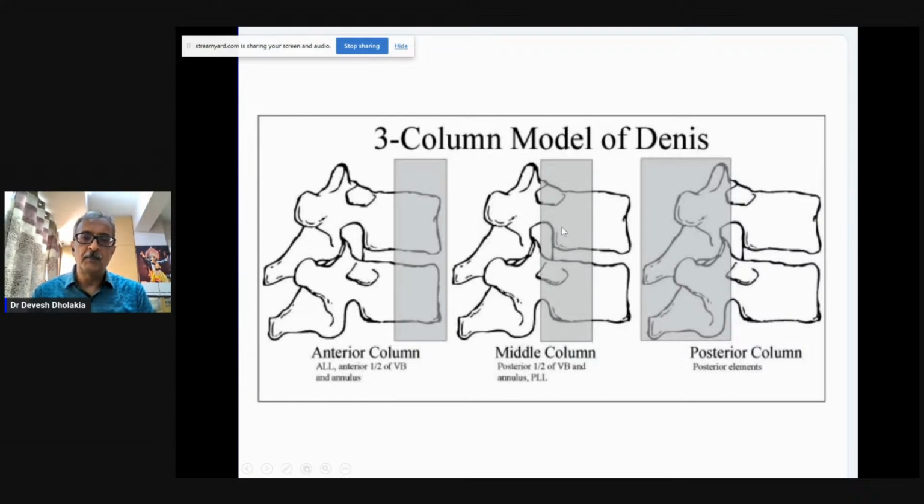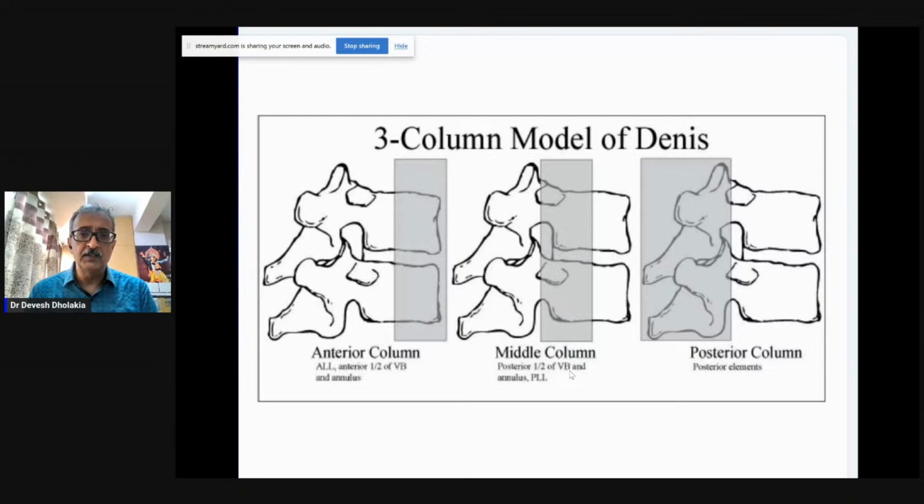The middle column is formed by the posterior part of the vertebral body, the posterior disc, and the posterior longitudinal ligament. And anything behind that, that is the pedicle, the facet joints, the lamina, and the spinous process, forms the posterior column, including the ligamentum flavum, interspinous, and the supraspinous ligaments.